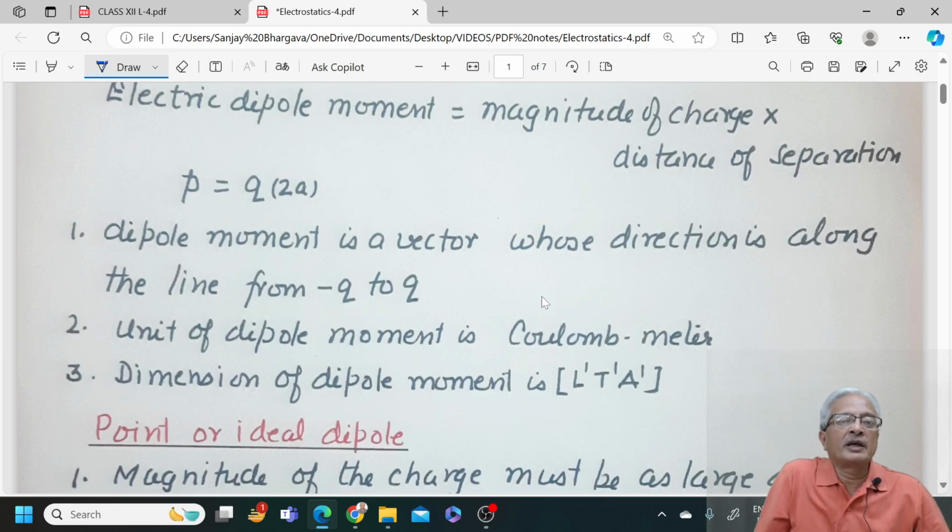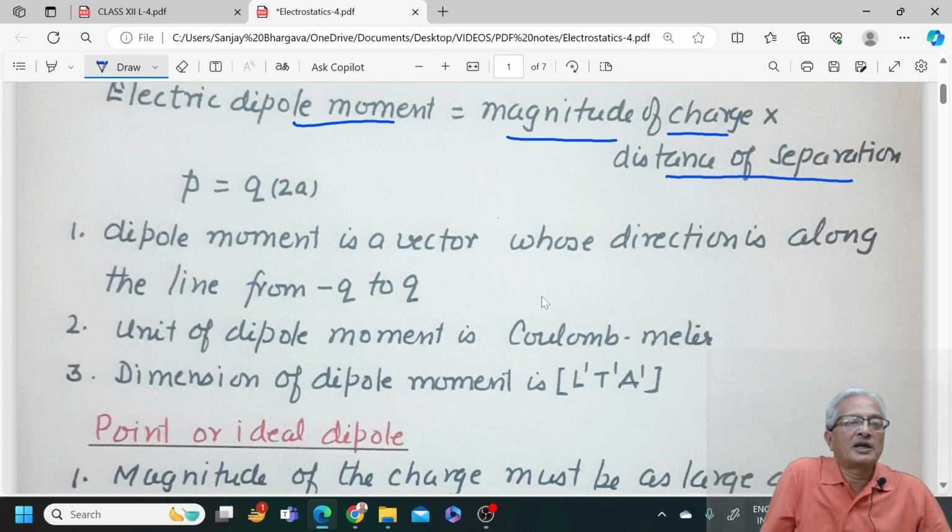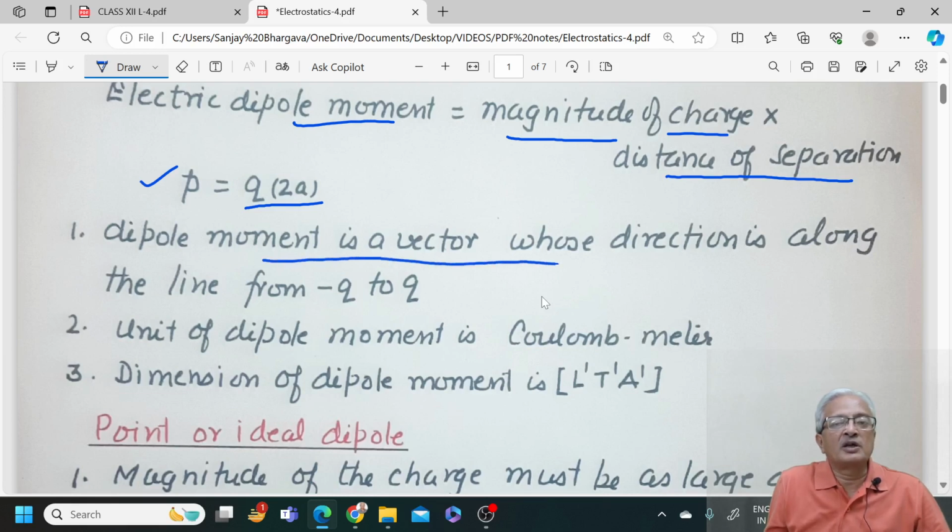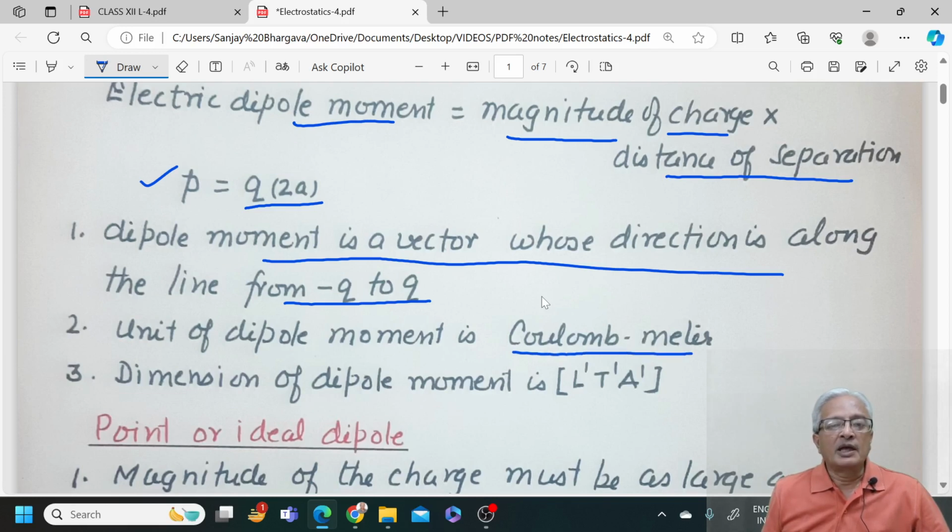How do we define the electric dipole moment? The electric dipole moment is defined as the product of the magnitude of the charge and the distance of separation. Mathematically, the dipole moment p must be equal to q times 2a. Now, the dipole moment is a vector whose direction is always from the minus q to the plus q charge. The unit of dipole moment is coulomb meter and the dimensions are L^1 T^1 A^1.